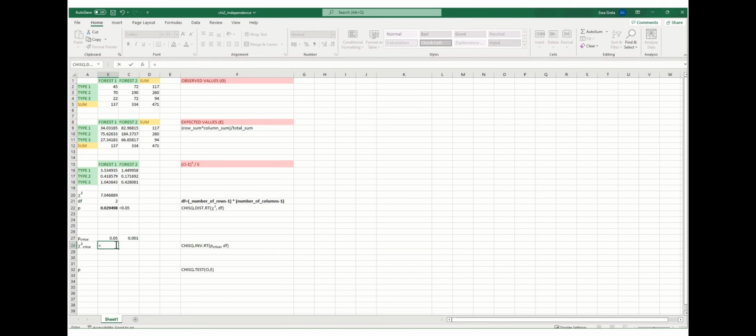Alternatively, we could compare our calculated chi-square statistic to the critical value from the chi-square distribution table at the chosen significance level. If the statistic exceeds the critical value, we reject the null hypothesis. We can see that if we had chosen significance level 0.001 instead of 0.05, we would have failed to reject the null hypothesis.